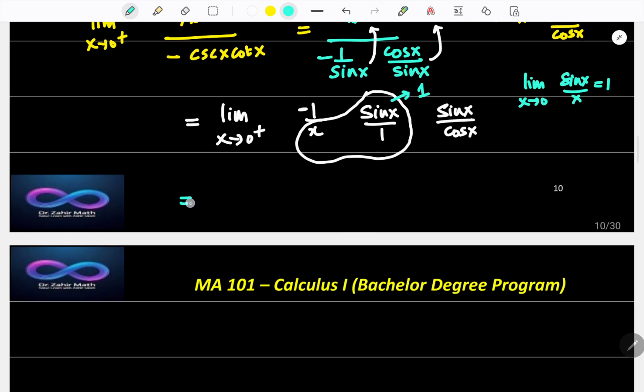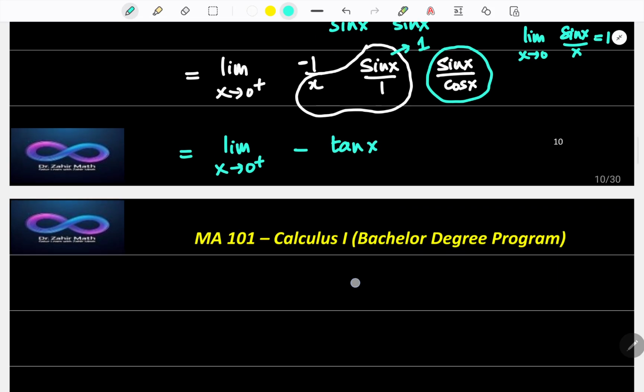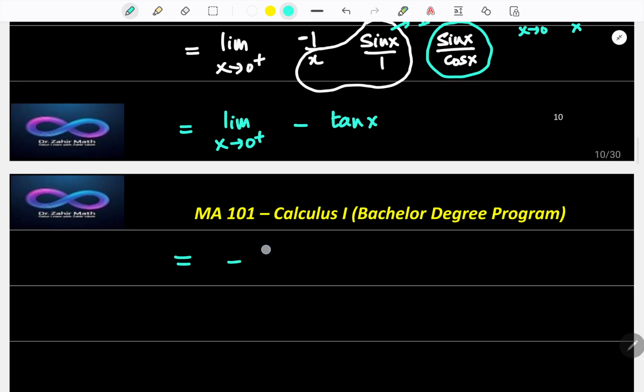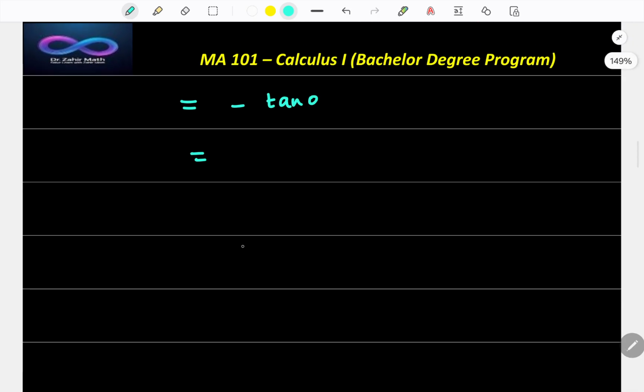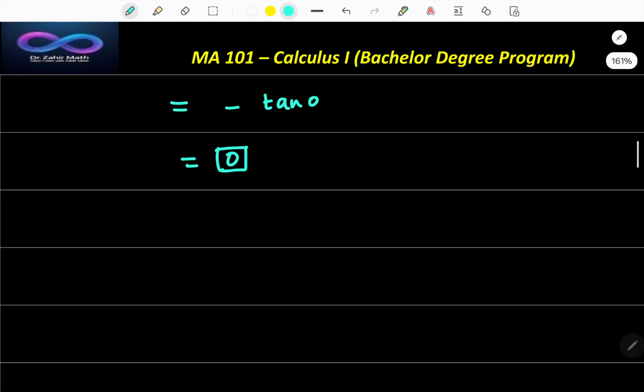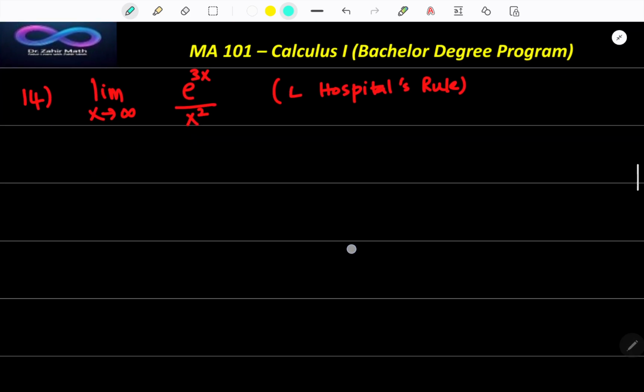So now this is equal to limit x tends to 0 plus of minus sin x divided by cosine x, which is tan x, right? Now you put x equal to 0. I will get minus tan 0. Tan 0 is what? 0. So you're going to get 0. Clear everybody? Right.